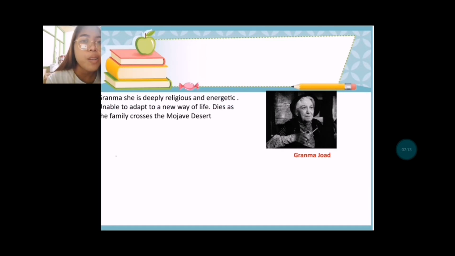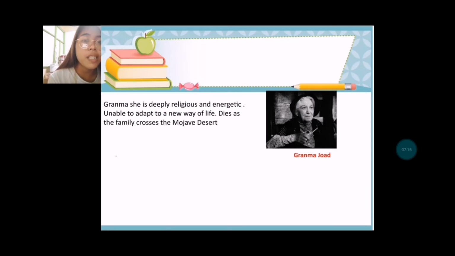Next is Grandma Jude. Grandma is deeply religious and energetic, unable to adapt to the new way of life, and she dies as the family crosses the Mojave Desert.